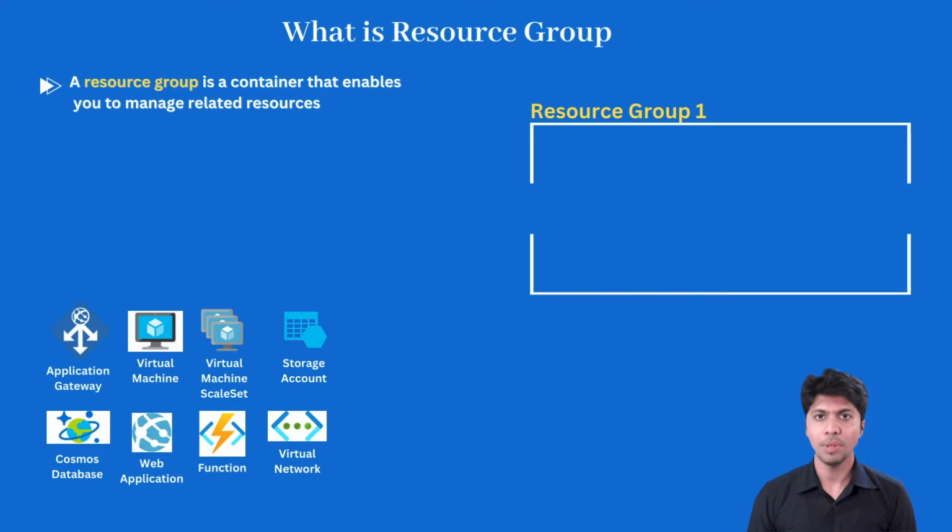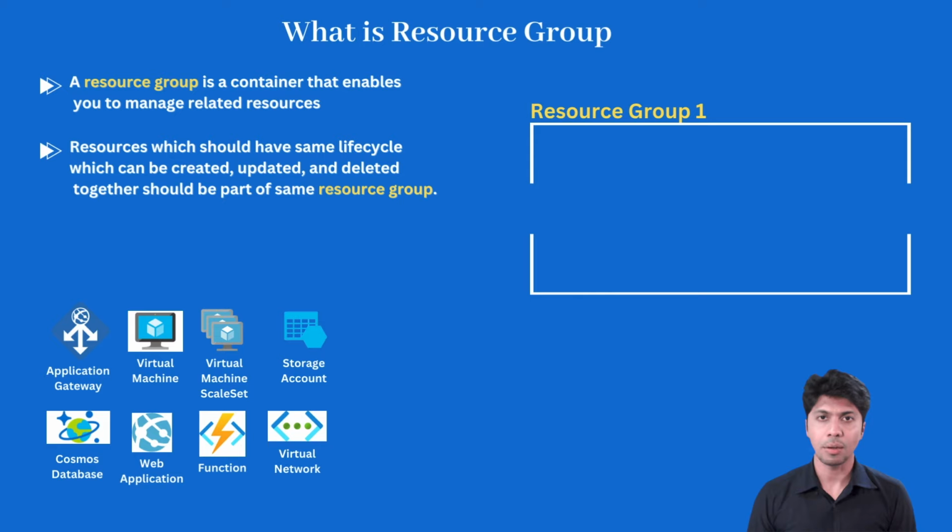create them. But when we say group them, based on what logic we group them? Resources are grouped based on the life cycle. Resources which have the same life cycle can be created, updated and deleted together, and they should be part of the same resource group. All these listed Azure resources, based on an assumption, we say consist of two different applications which have two different life cycles. We are just assuming it.